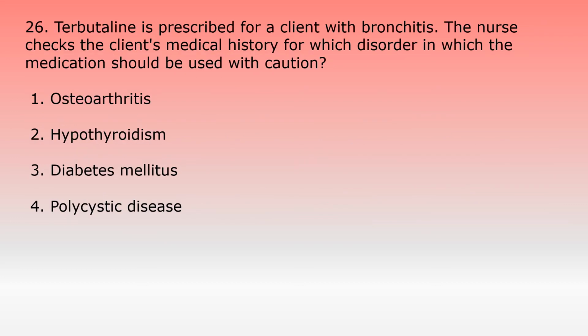26. Terbutaline is prescribed for a client with bronchitis. The nurse checks the client's medical history for which disorder in which the medication should be used with caution. 1. Osteoarthritis. 2. Hypothyroidism. 3. Diabetes mellitus. 4. Polycystic disease.